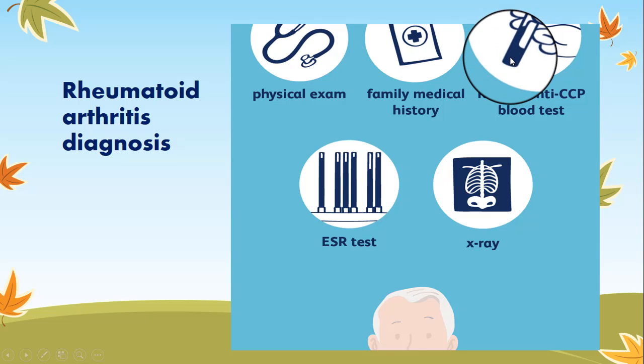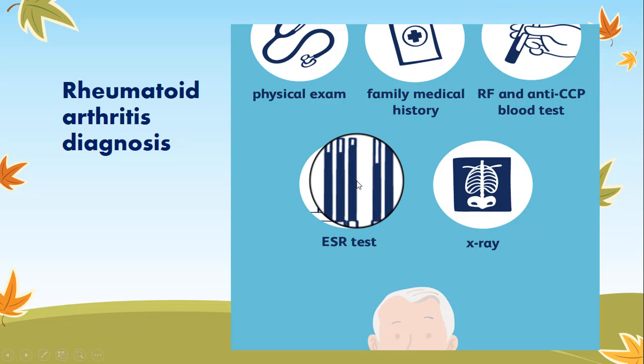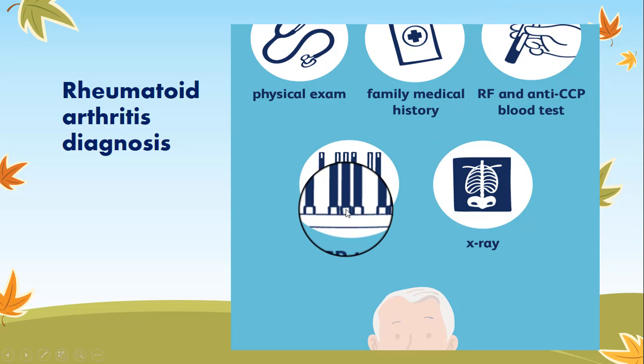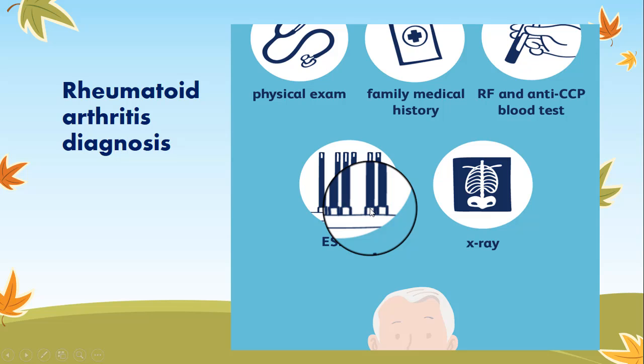Another test is ESR, that is erythrocyte sedimentation rate. The ESR test helps determine the degree of inflammation in your body. The result tells your doctor whether inflammation is present. If ESR is increased, then it indicates there is some kind of inflammation in your body.